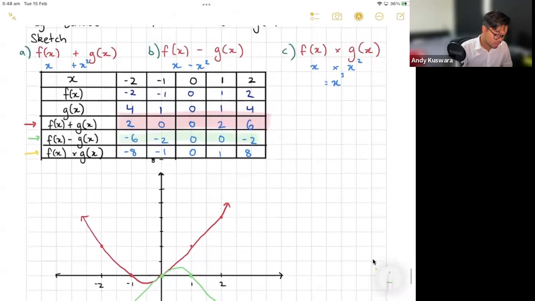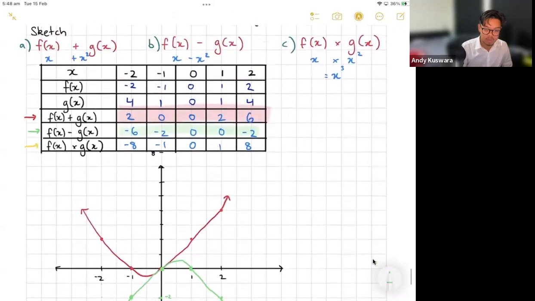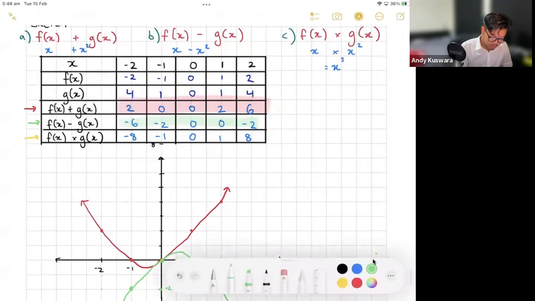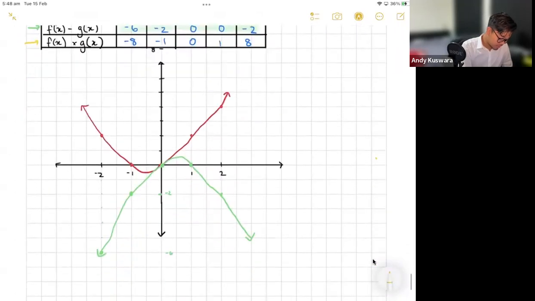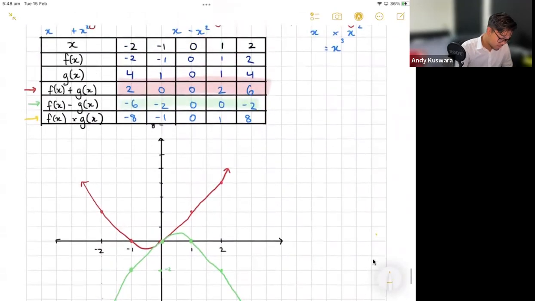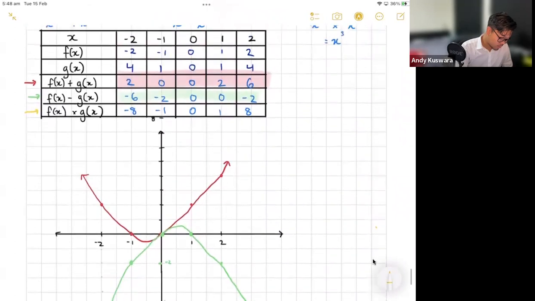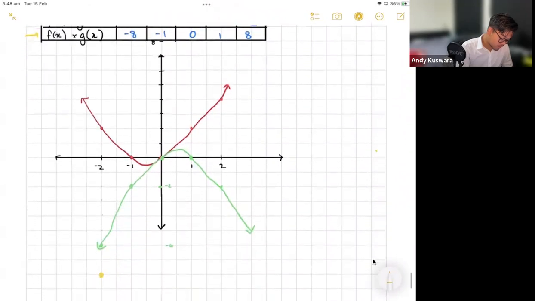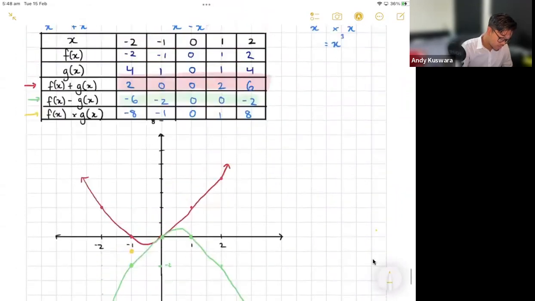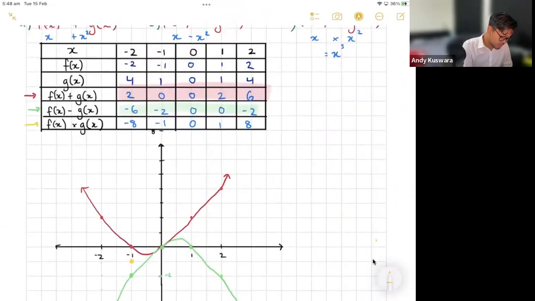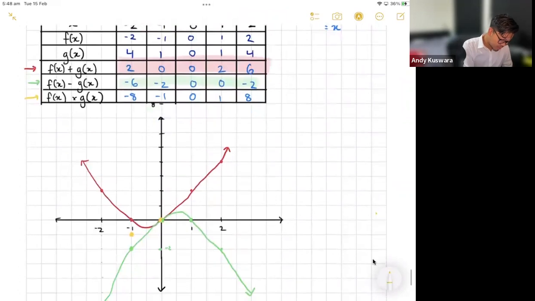And the last one, if we multiply them together, now we are expecting this will be a cubic, but let's just double check and make sure that is correct. When x equals -2, this would be -8. So it doesn't quite fit here, but that's fine. -1, it now becomes -1. So -1 becomes -1. When x equals 0, f(x) times g(x) is 0.